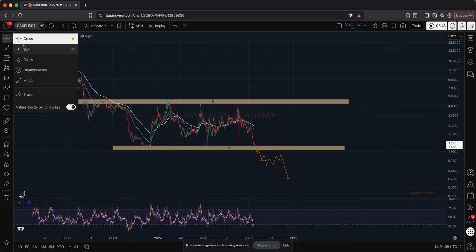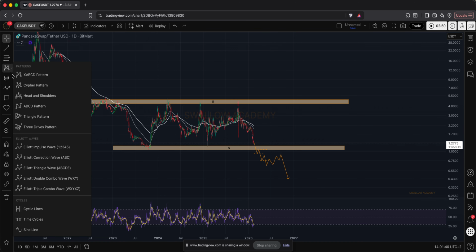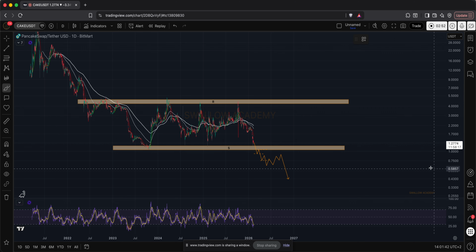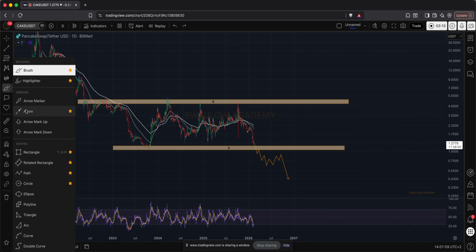I'll take the brush. So we have another break of structure area here, then the stop loss would be just here. If we see some kind of reversal happening, then the trade is closed. But this is the downside movement that we are expecting as of now, if we see the breakdown.